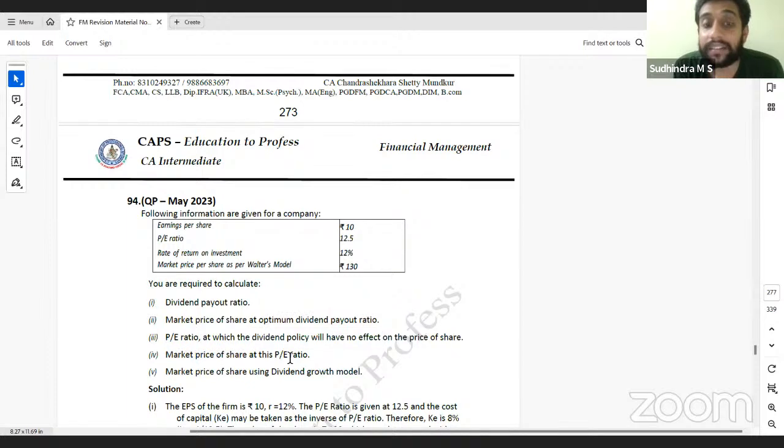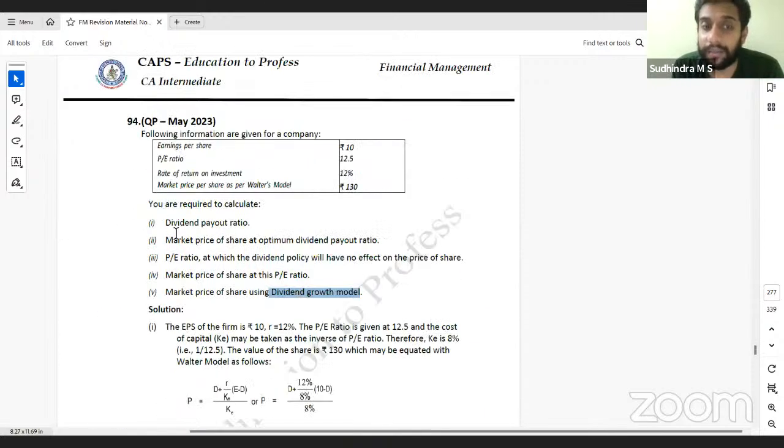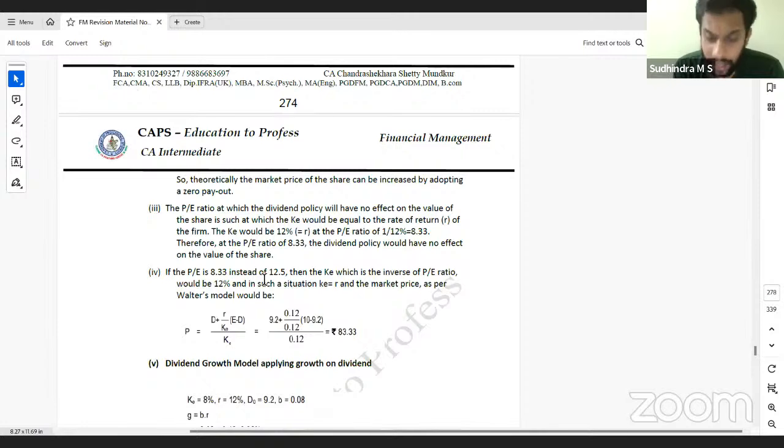Market price of share at this PE ratio. What would be the market price at that rate? Then market price of the share using dividend growth model. What is dividend growth model? Gordon's model. Yes. So that's how it was asked in May 23. Okay.